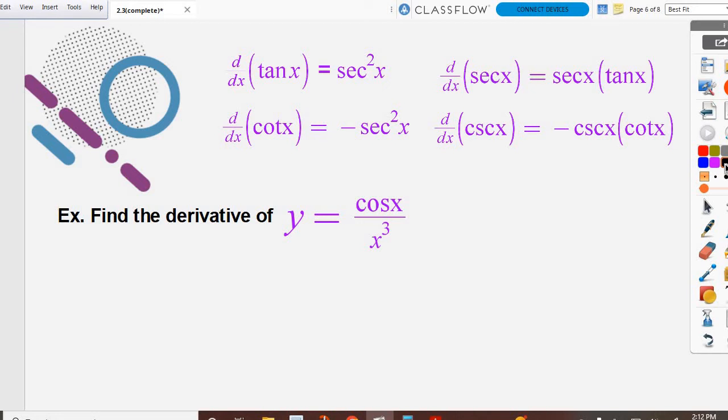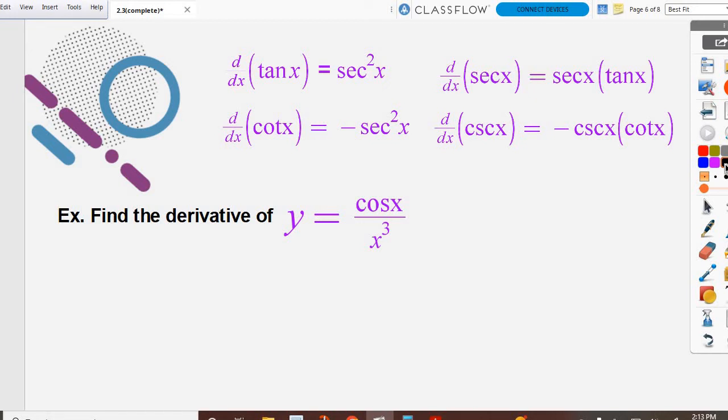Alright, so now let's look at our problem. It says find the derivative of y equals cosine of x divided by x cubed. Would there be a way for us to simplify this to get away with not using the quotient rule? Nope, there's not. So we have to use our quotient rule.